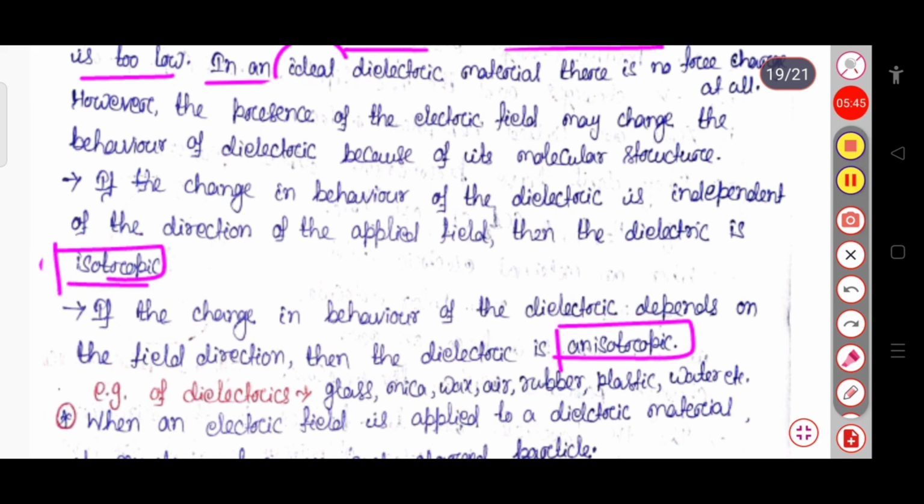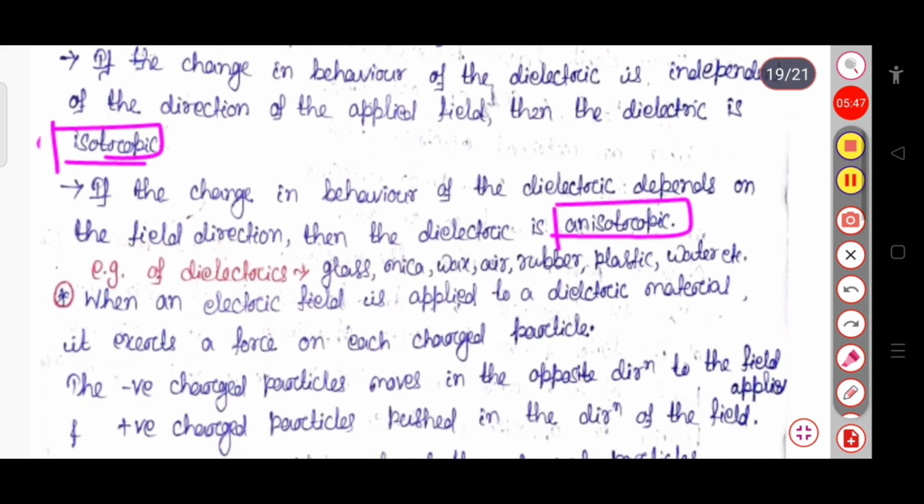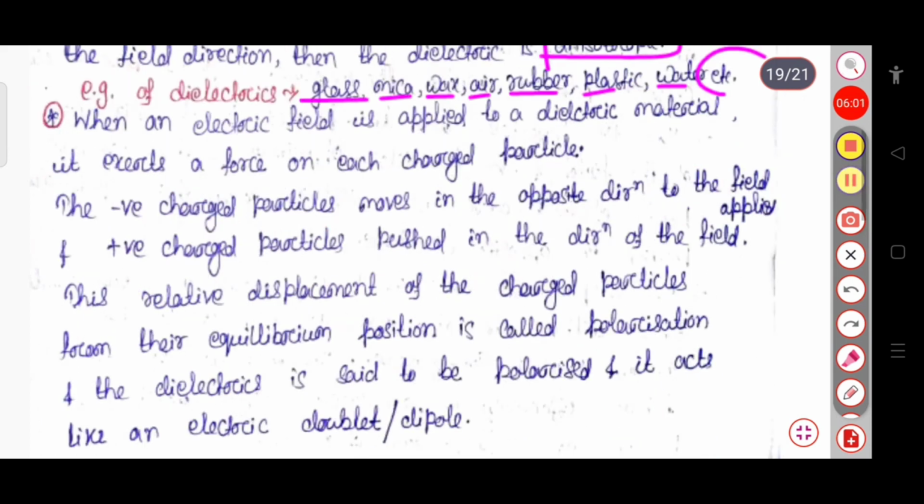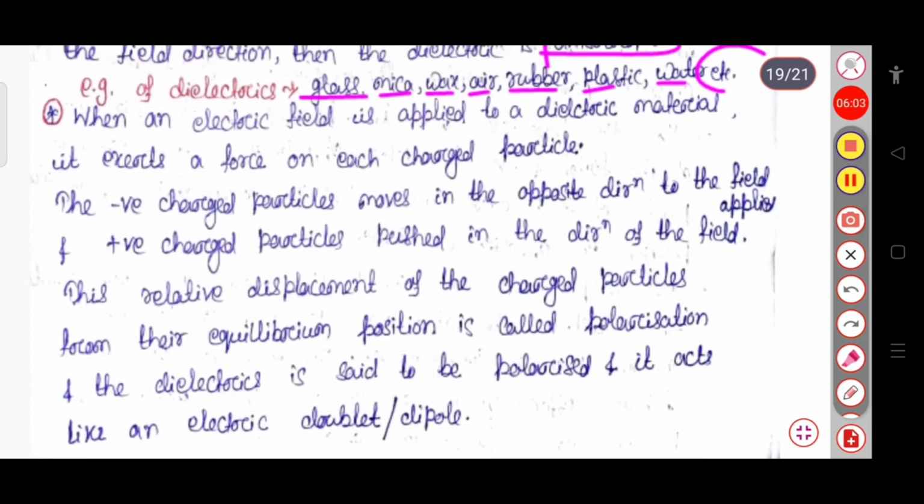Now, next, see the examples of dielectrics. The examples are glass, mica, wax, air, rubber, plastic, water, etc. These are the examples of dielectrics. When an electric field is applied to a dielectric material, it exerts a force on each charged particle.